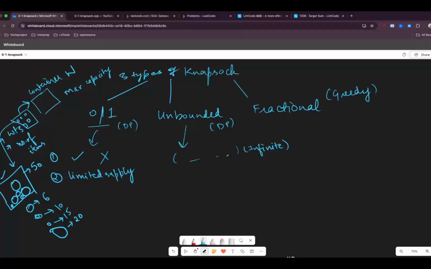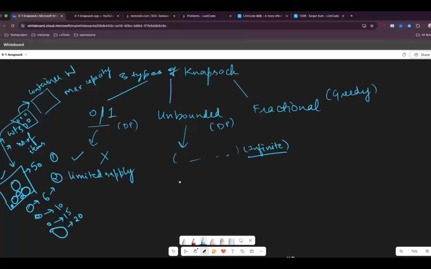This is for the 01 knapsack, where limited supply will be there, and you need to maximize the number of items possible to fulfill that much capacity. Now in the unbounded knapsack, the only difference is that even if 6 is available, you can use more than 6, because there is infinite supply of any particular item. There is just infinite supply of that. So that's why you can even exceed when choosing a particular type of thing.